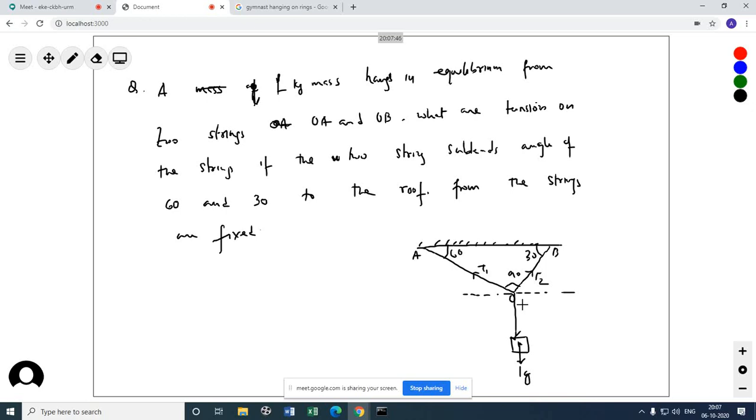The string with the angle forming 30 degrees is 5 Newton. And the other one is... Just tell me T1, T2, how much. Any side you can take, 60 or 30, doesn't matter. Sir, in your diagram, T1 will be 5 Newton and T2 will be 5 root 3 Newton. Correct answer.